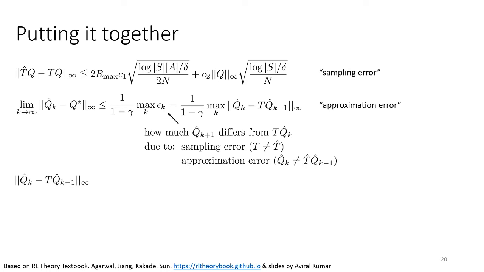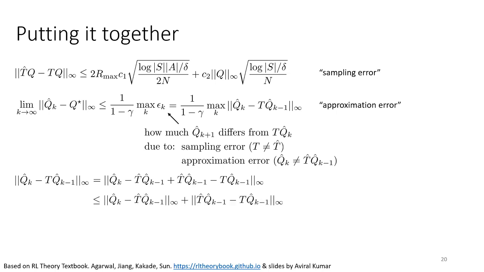Q hat k minus T Q hat k minus 1. We're going to put in T hat Q hat k minus 1, so we'll subtract and add it, the same trick as before. We'll again group the terms. So we're bounding this whole thing by ||Q hat k minus T hat Q hat k minus 1|| plus ||T hat Q hat k minus 1 minus T Q hat k minus 1||. So the second term is basically taking care of the sampling error, and the first term is taking care of the approximation error. So we know that the first term is that epsilon k, and the second term is that big sampling error bound up above.